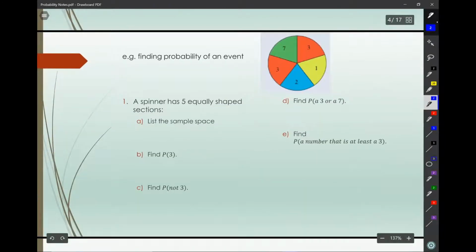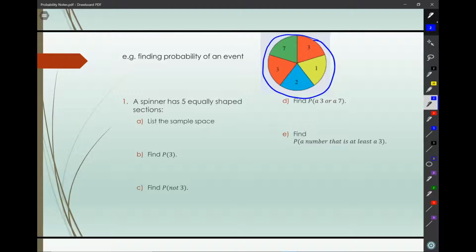Alright, let's look at an example. This is a fairly simple example, so I'm going to go through it pretty quickly. The sample space are all the possible... We have a spinner here. Sorry, I should have explained that first. We have a spinner here with 5 equally shaped sections.